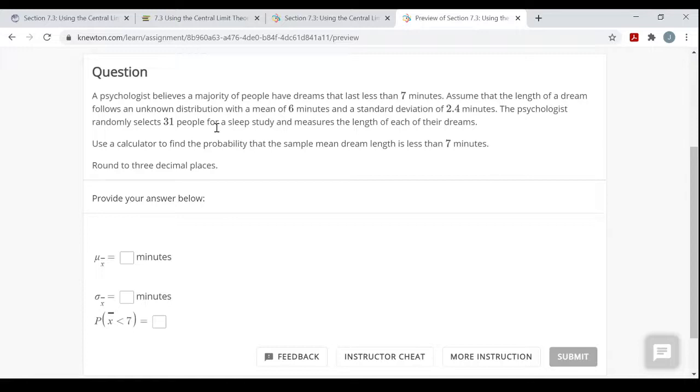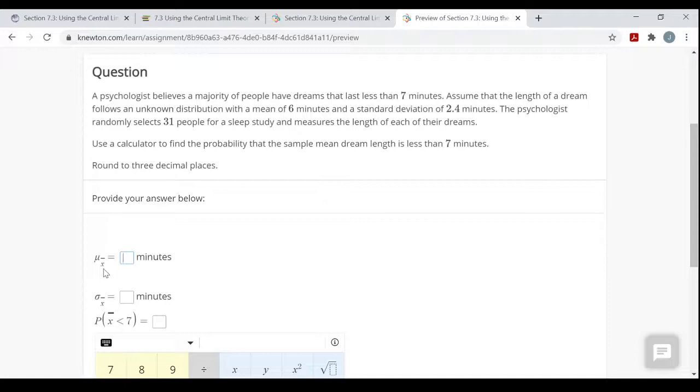You don't know if it's normal or not, but it doesn't matter. The sample size being taken is large enough to where the distribution of the means, x bar, the average dream length for a group of 31 people, should be approximately normal. Use a calculator to find the probability that the sample mean dream length is less than 7 minutes, which I have down here. So the x bar, the average dream length for these 31 people, is less than 7 minutes. Now the mean of this distribution of the average dream lengths for 31 people should be the mean of the original population, which was 6 minutes.